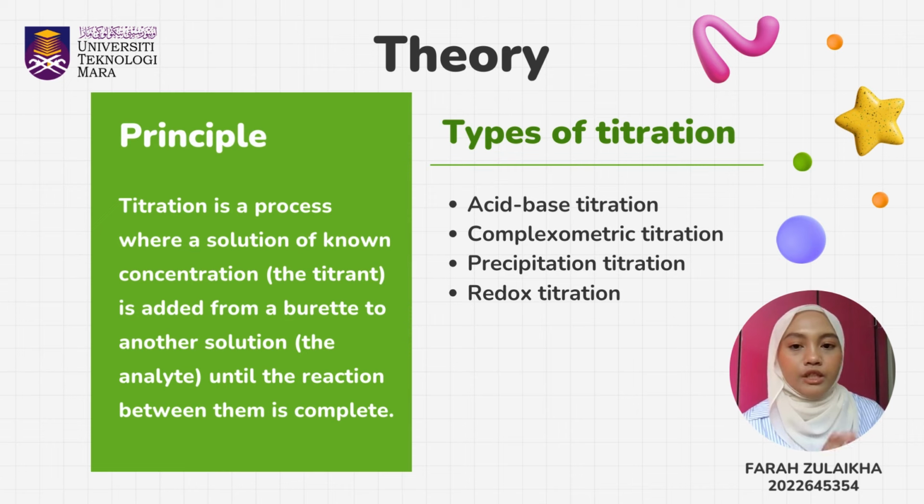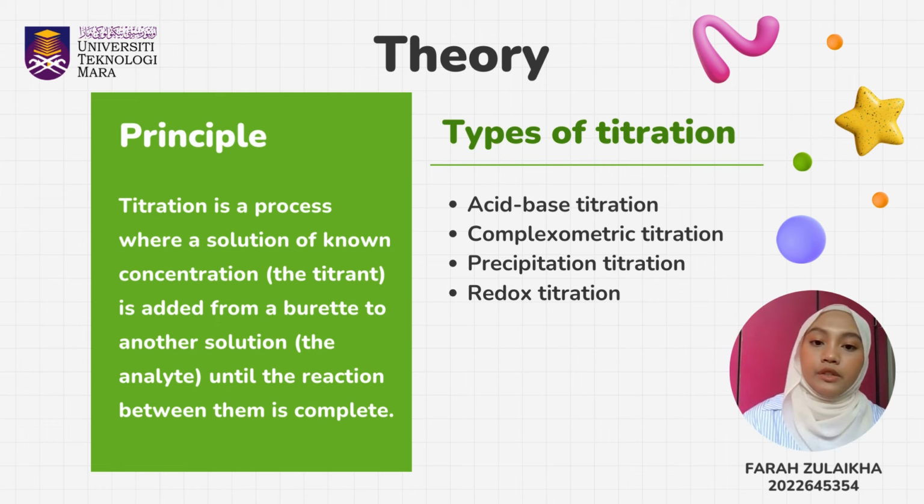The principle of titration. Titration is a process where a solution of known concentration, the titrant, is added from a burette to another solution known as the analyte until the reaction between them is complete. There are several types of titration used in analytical chemistry, including acid-base titration, complexometric titration, precipitation titration, and redox titration.